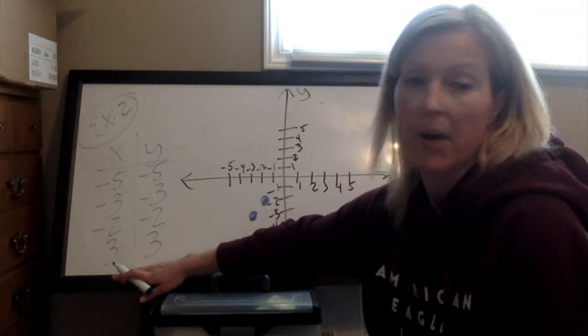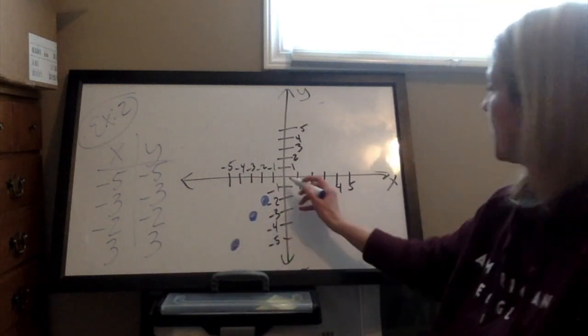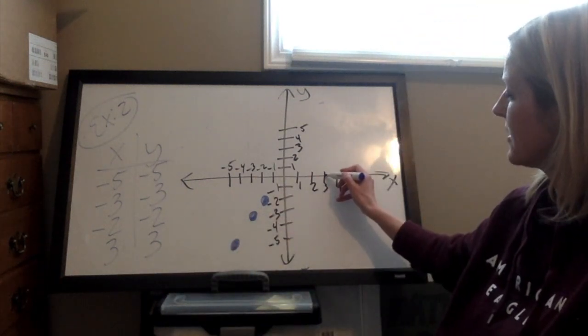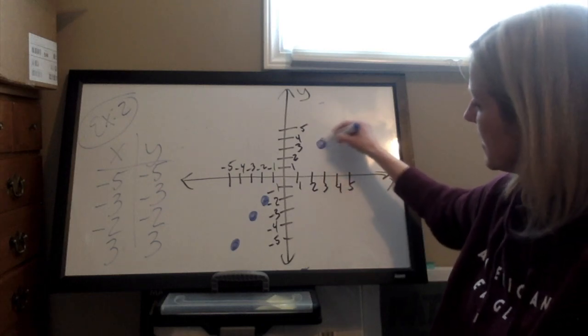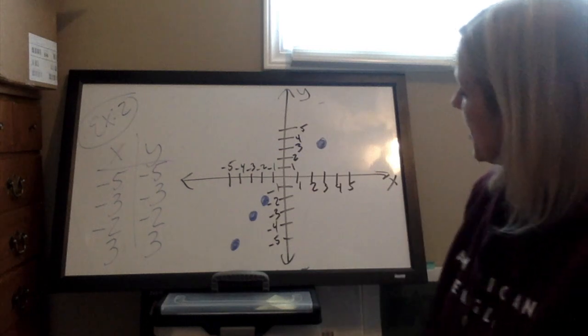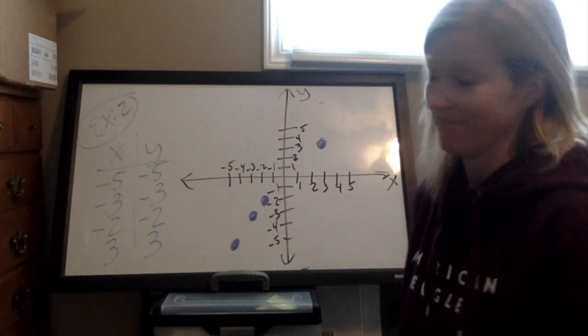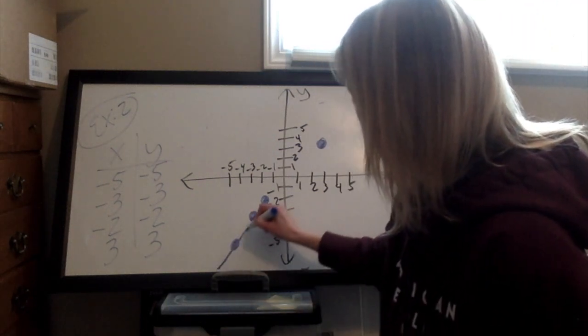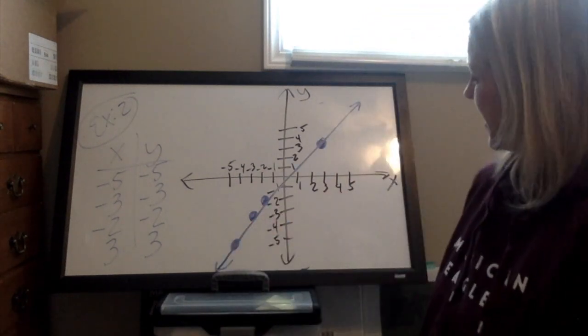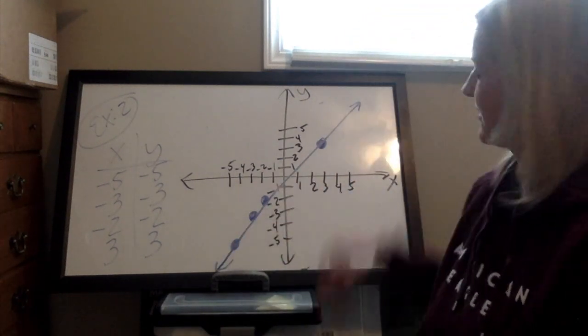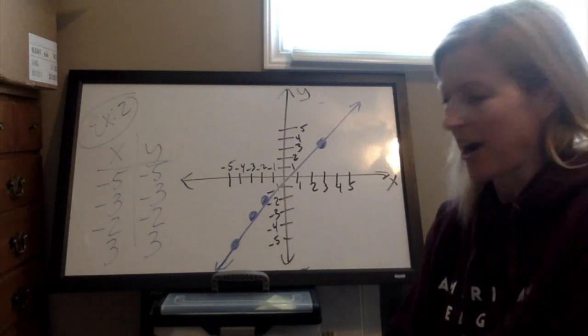and then you have +3, +3. So we're going to go over to the positives. So over +3, up +3. That one's way over here. It should create a straight line. So I'm going to connect them and put arrows on the end. Just beautiful. I love graphs.